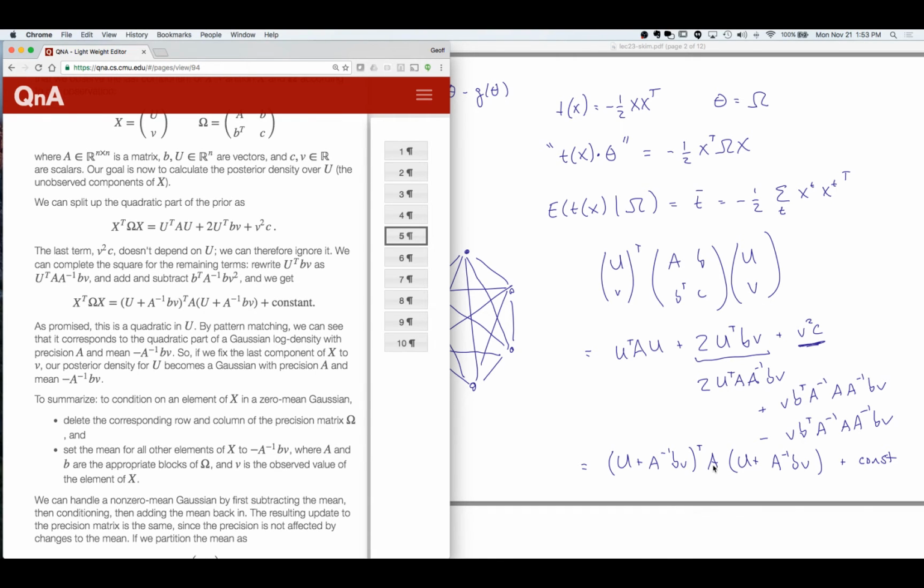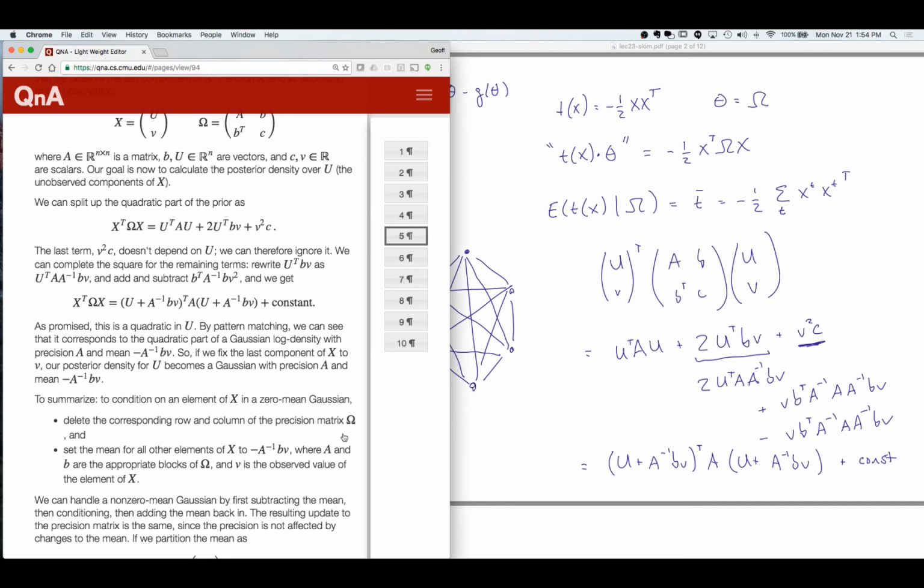And so what we've done by completing the square is we've gotten a quadratic in u, which is our variable, and we can pattern match this against a Gaussian density. So this is the quadratic part of a Gaussian density with precision A, because there's an A in the middle, and mean minus A inverse B v. So what have we just shown? We've shown that if we condition on the last component of x being v, the posterior over u becomes a Gaussian with precision A and mean minus A inverse B v.